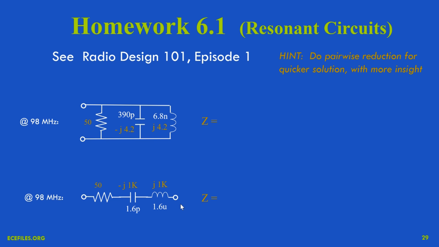Here is a series LC circuit. We haven't talked about L much in this video. L is just like C, except that it's a plus j. And the formula is j 2 pi F L instead of 1 over j 2 pi F C. But I've already worked out what the impedances are at these frequencies.